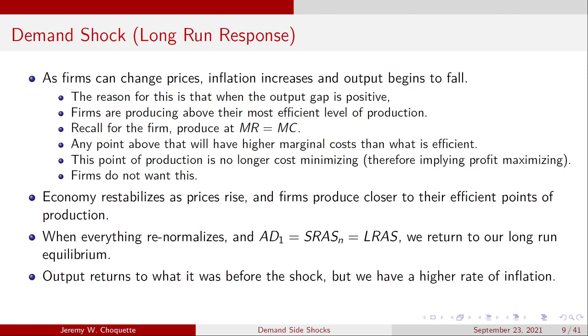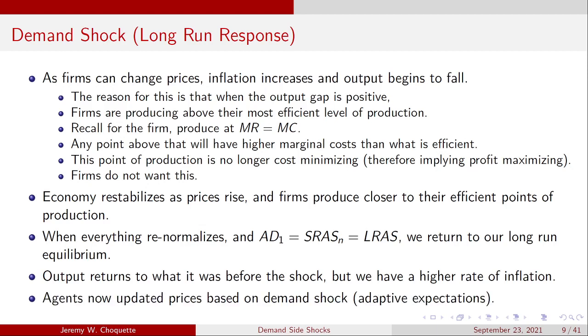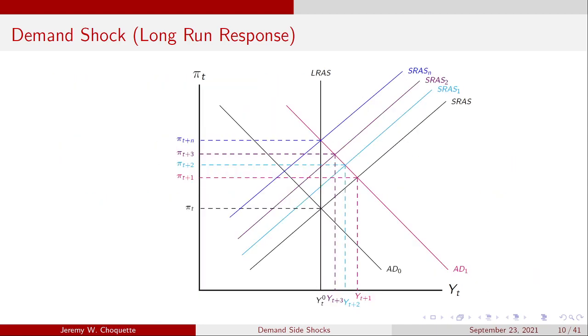Output returns to what it was prior to the shock, but we now have a much higher rate of inflation because agents have now updated their prices based on the demand shock, right? They've updated their prices based on what they have observed. They go, oh, wow, okay, you hit me with that. Kind of like fool me once, shame on you. Fool me twice, shame on me. Well, you're not going to fool me twice because I saw what you did. I incorporated what you did into my information set, and I have therefore adapted my expectation structure, and my prices have been changed accordingly. So short run aggregate supply keeps shifting back.